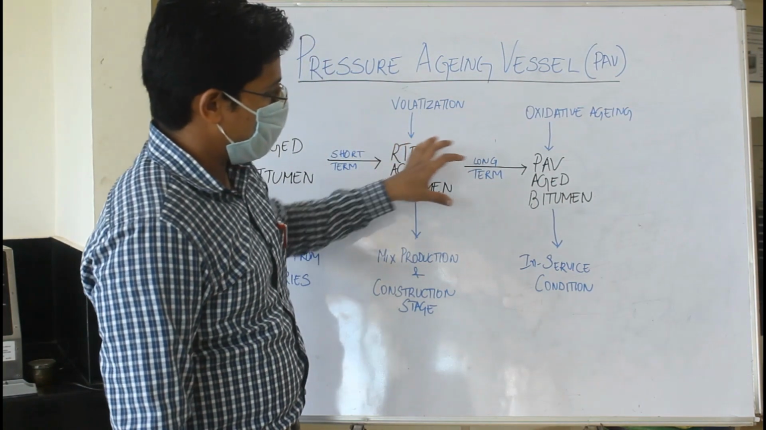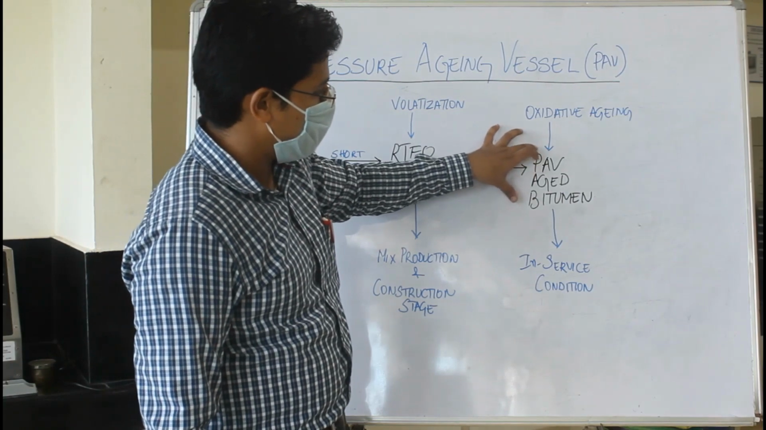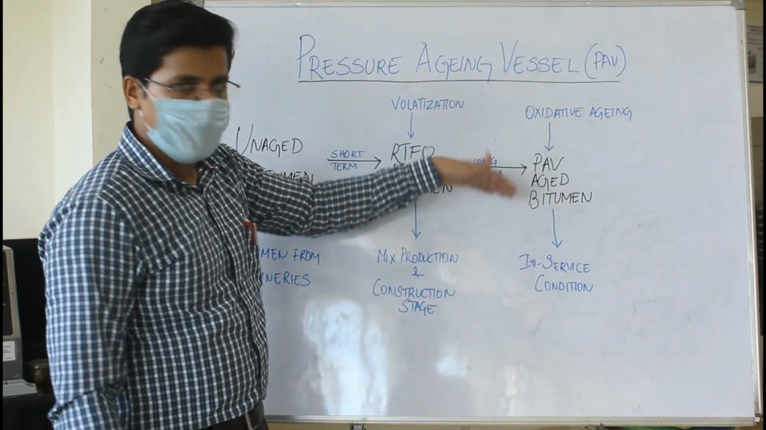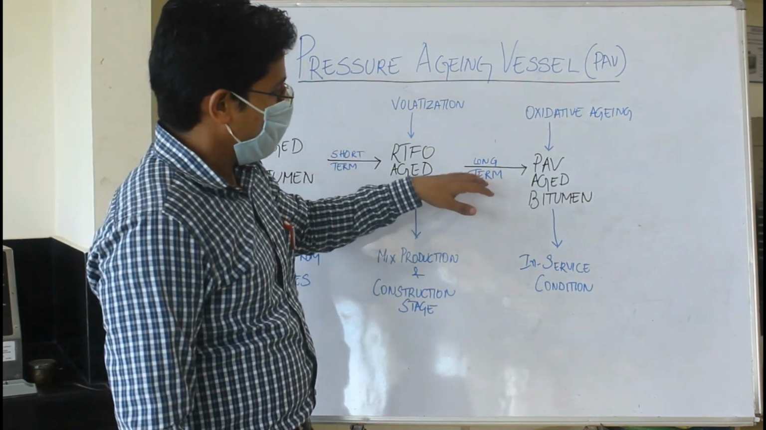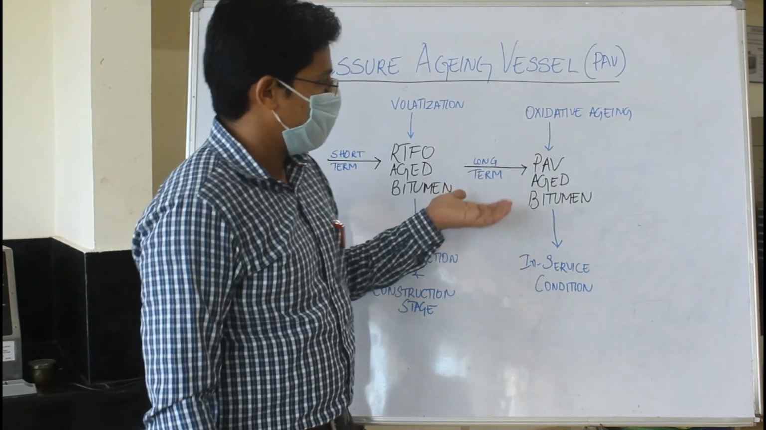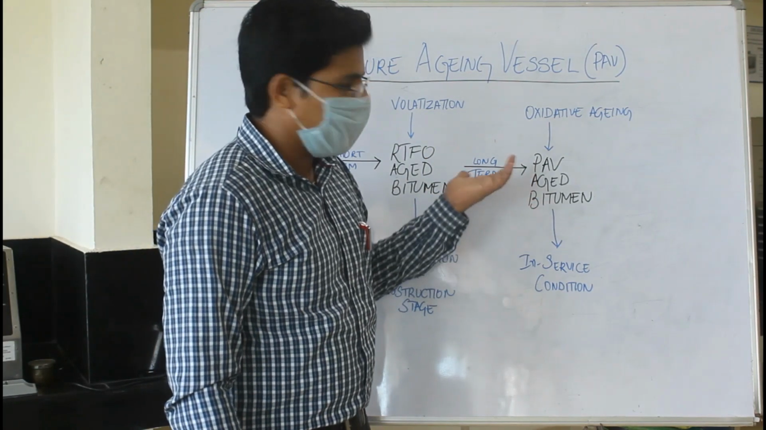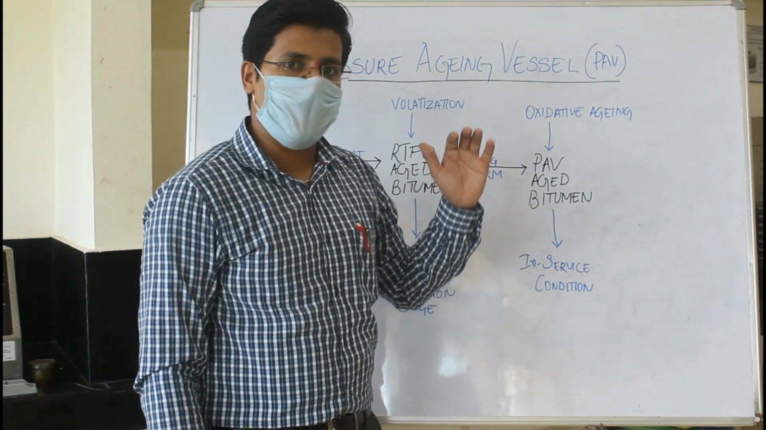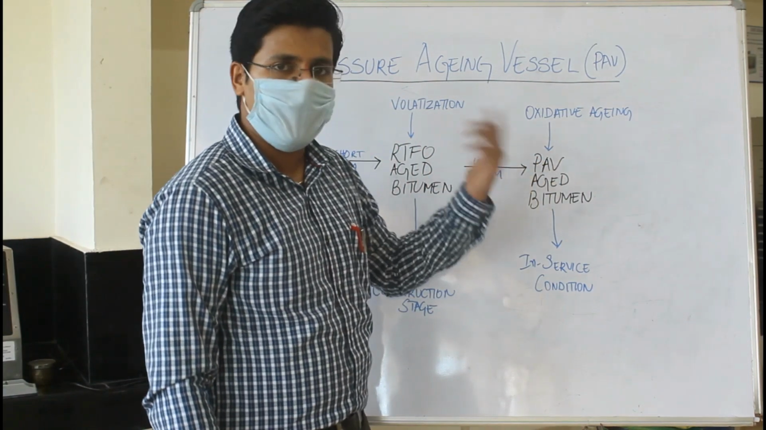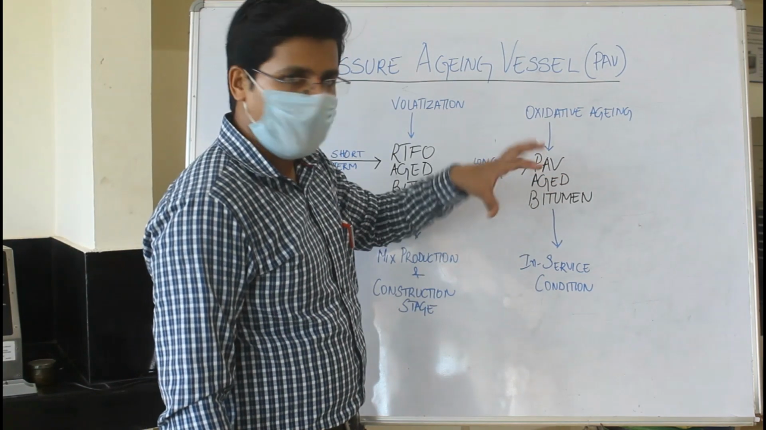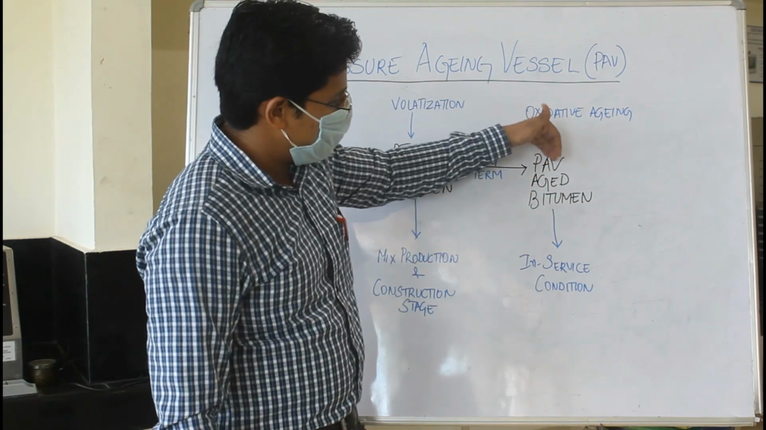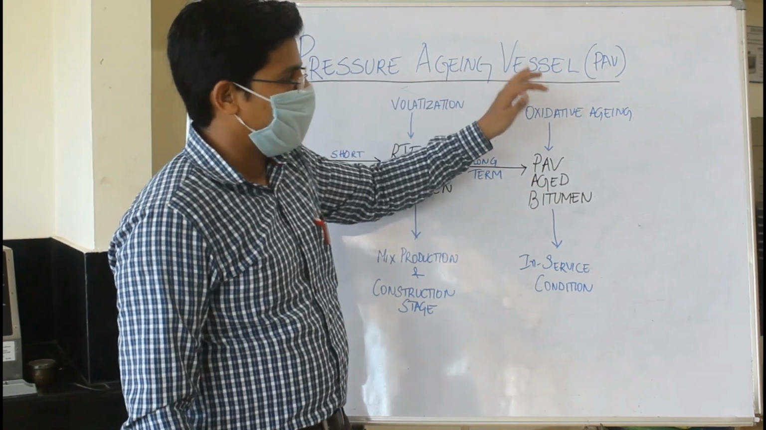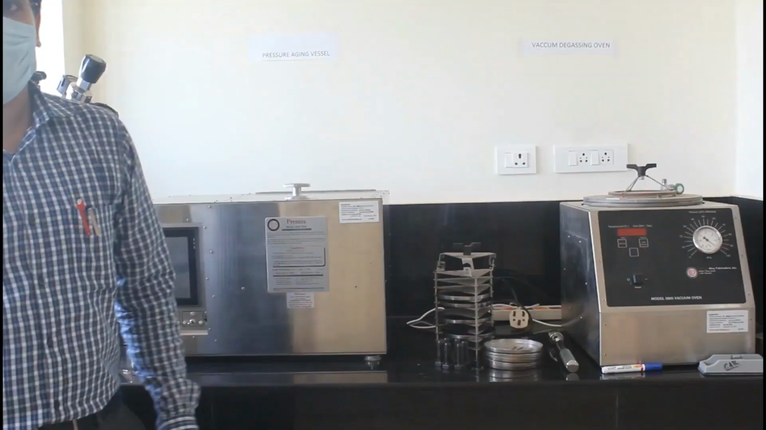Now, to simulate it in the laboratory, we use the pressure aging vessel. This PAV simulates the long-term aging, which is expected to simulate a condition of around 10 to 15 years. Though there is no particular time limit for this method, it could be 15 years, 10 years, 5 years. Normally there are some specifications to be followed to obtain the PAV aged bitumen. So we will see what the pressure aging vessel is and what its different components are.